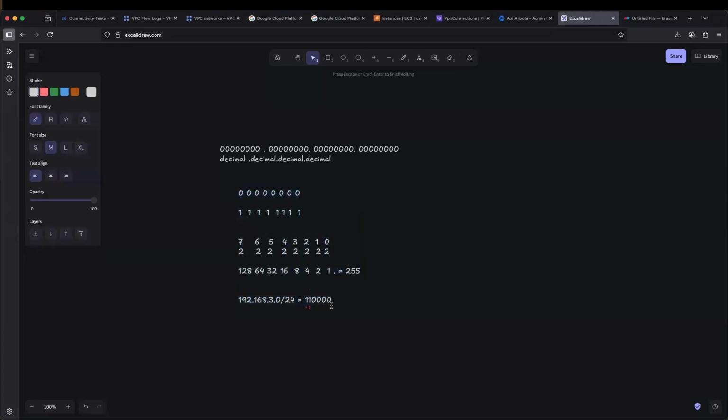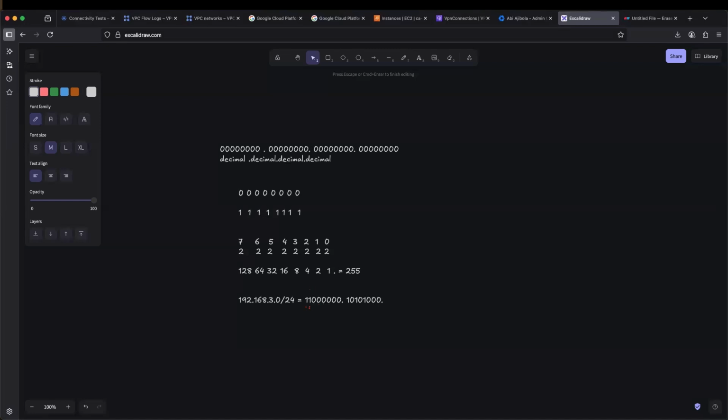So we have 1, 2, 3, 4, 5, 6, 7, 8. So that is 192. So dots, then you have 0, 1, 1, 0, 1, 0, 0, 0 dots.